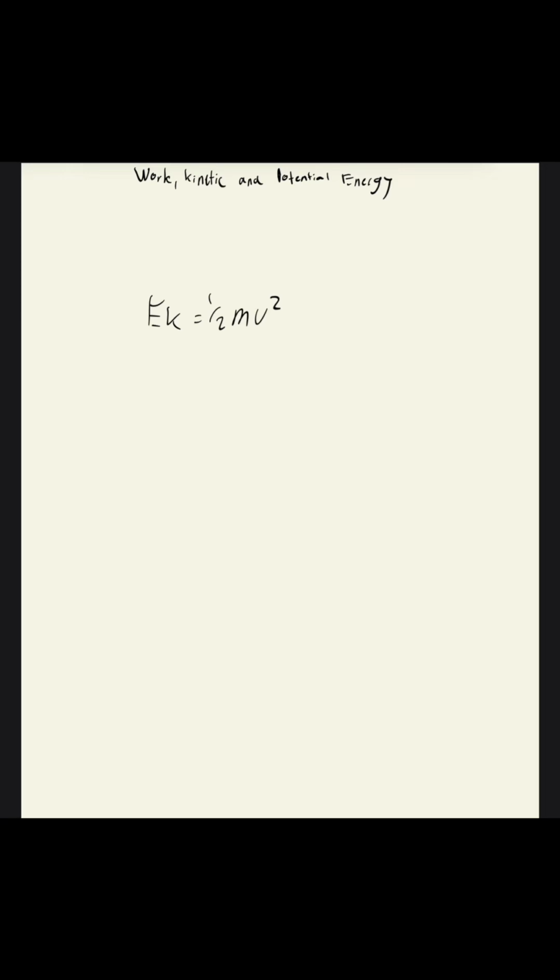So now let's have a look at gravitational potential energy. Gravitational potential energy is the energy an object possesses due to its position in the gravitational field. It is represented as EP equals mgh, where m is the mass in kilograms, g is the gravitational acceleration at 9.8 meters per second squared on Earth, and h is the height above a chosen reference point in meters.